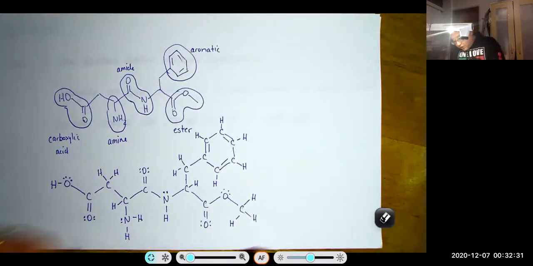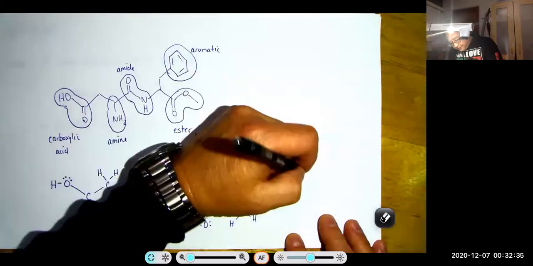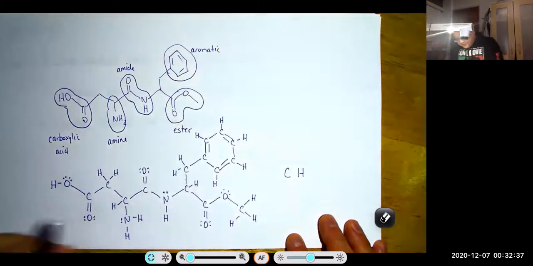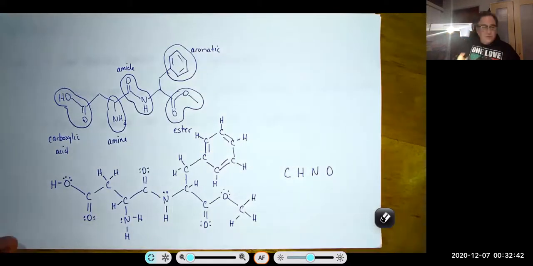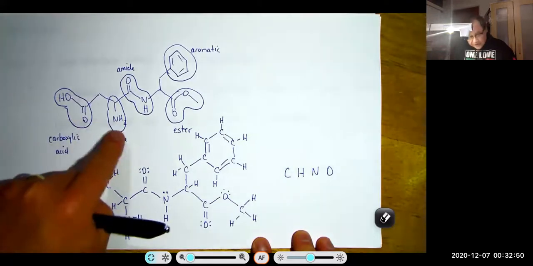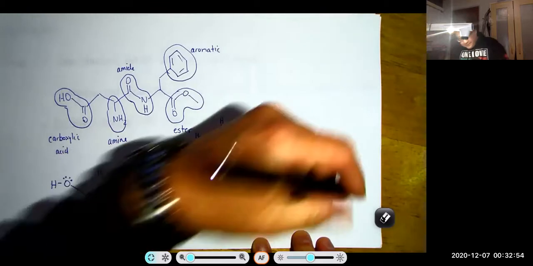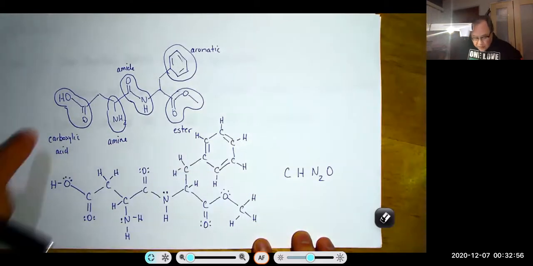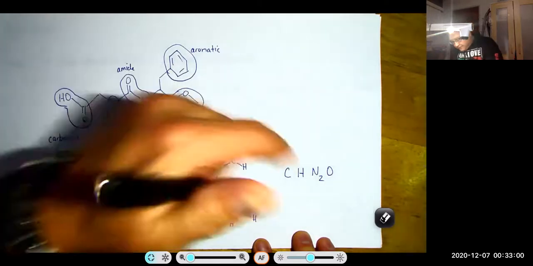First, we're going to count carbons because we're going to do this in alphabetical order. Carbon, hydrogens, nitrogens, and then oxygens. And perhaps we go with the easiest ones first. I think nitrogens will be the easiest. And I think looking at this structure, it's easier to see the nitrogens than this one. 1, 2 nitrogens. How many oxygens? 1, 2, 3, 4, 5.